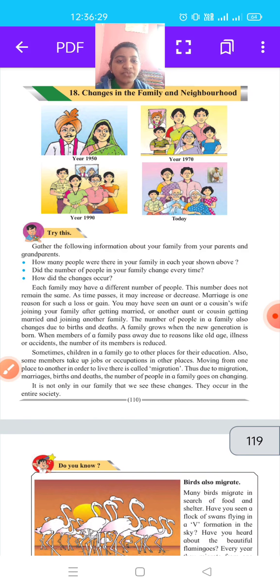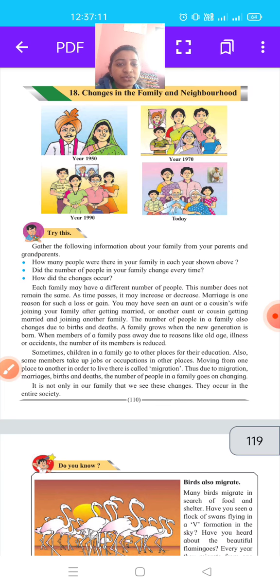That each family may not have the same number. They have different numbers of people. This number does not remain the same, which means the number is changing every time. As time passes, the number of family members may increase or decrease. It may decrease due to marriage or accident. Next is, marriage is one of the reasons for such loss or gain.